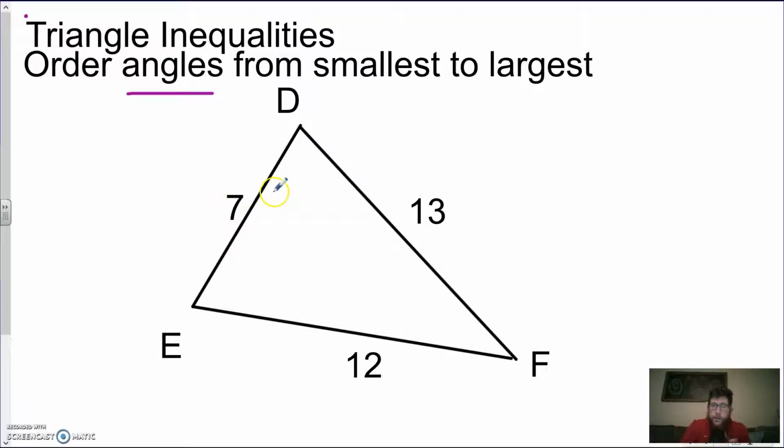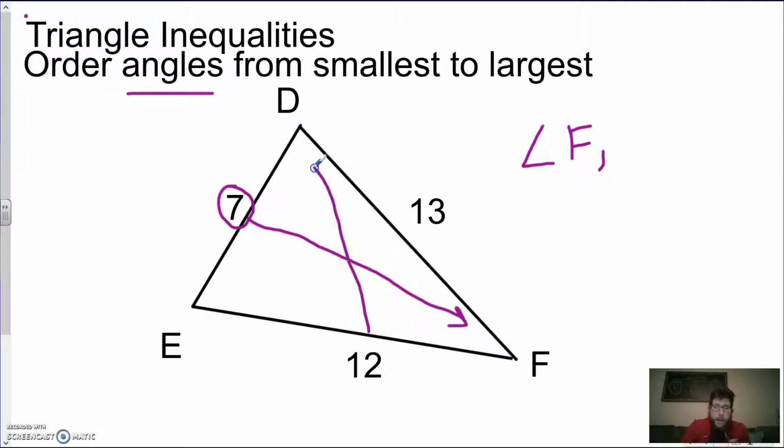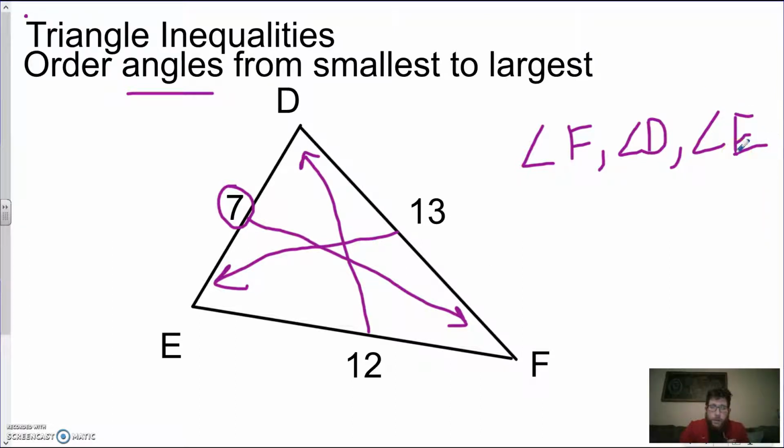Alright, so if you remember from before, it's been a while, I know, but what we're going to do is pick our smallest side and go opposite, and that's going to come up with angle F. Okay? And then we're going to take our medium side and go opposite, and the next smallest angle is angle D. And then we're going to take our biggest side and go opposite, and that's going to be angle E. So my correct answer is angle F, angle D, angle E.